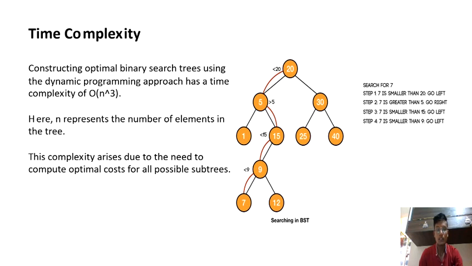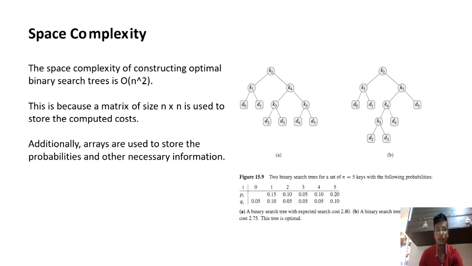Next is time complexity. Constructing an optimal binary search tree using the dynamic programming approach has a time complexity of O(n^3). Here n represents the number of elements in the tree. The complexity arises due to the need to compute the optimal cost for all the possible subtrees.